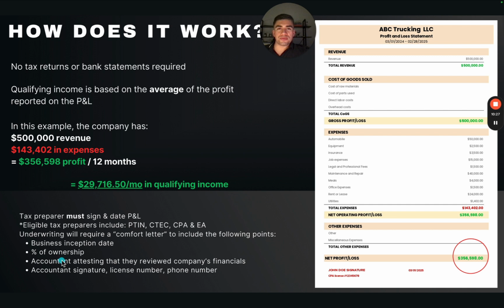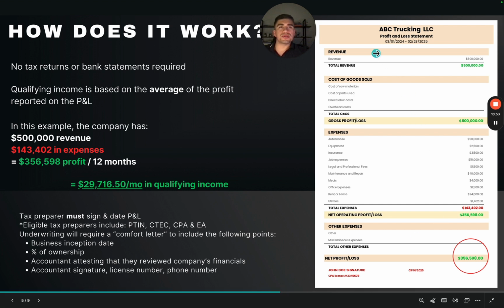On that comfort letter, the tax preparer will also have to include their signature, license number, date, and phone number. Again, similar to what they're requiring here on the P&L. So as long as you have these two things here, the P&L itself and the comfort letter, that is usually the biggest hurdle. You're halfway there, right?